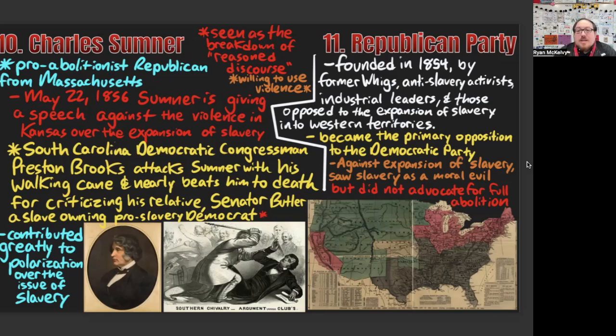And their main thing is to stop the expansion of slavery. They're not trying to get rid of slavery, but they did say that slavery was a moral evil. And that was enough for the South and for supporters of slavery to be against them and to see them as a threat to the institution of slavery altogether.